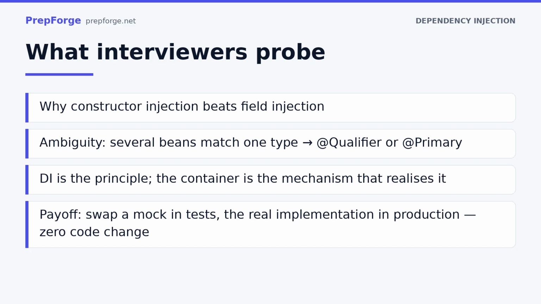Second, what happens when several beans match the same type. You resolve the ambiguity with @Qualifier to name one explicitly, or @Primary to set a default. And third, the distinction between DI as a principle and the container as the mechanism that realizes it. The practical payoff to close your answer: a service depending on a payment gateway interface can be handed a mock in tests and the real implementation in production without changing a single line.